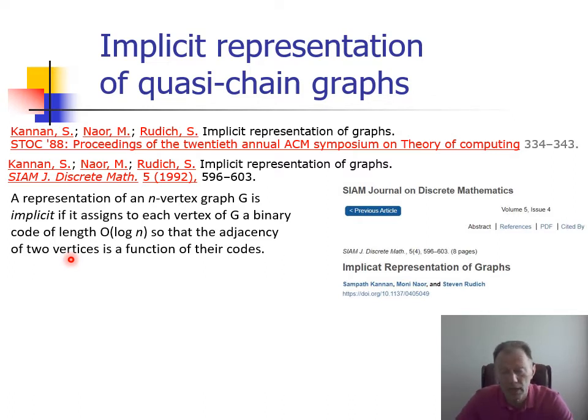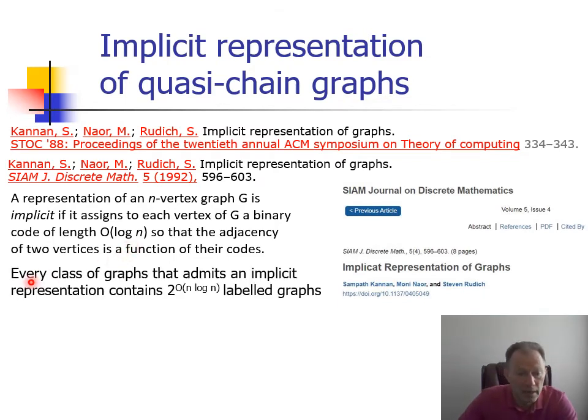Sometimes this is known as an adjacency labeling scheme, and sometimes the definition puts some restrictions on the function computing the adjacency. An upper bound on the length of each label implies an upper bound on the number of graphs in the classes admitting implicit representations. In particular, every class of graphs that admits an implicit representation contains at most this many labeled graphs.